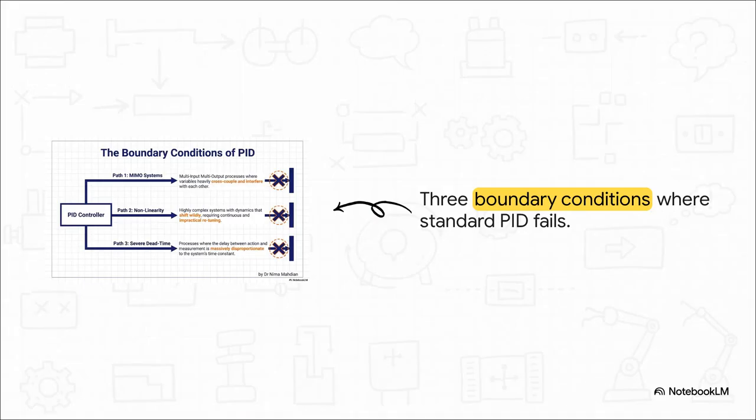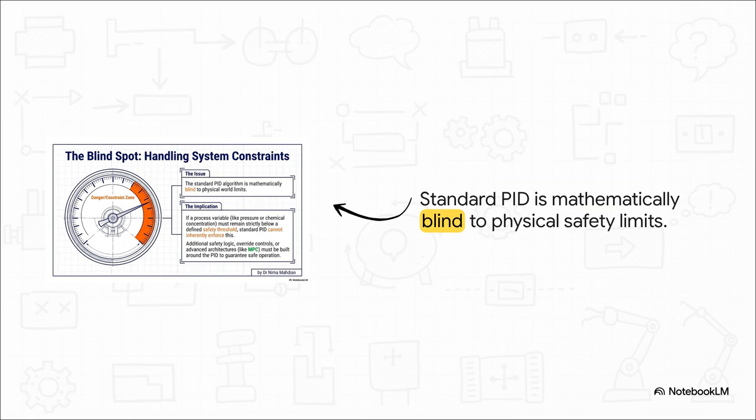Building on that, there are 3 absolute boundary conditions where standard PID controllers just hit a fundamental operational wall. Path 1 is MIMO systems, meaning multi-input, multi-output processes where variables heavily cross-couple and interfere with each other. Path 2 is nonlinearity. These are highly complex systems with dynamics that shift wildly, requiring continuous and frankly impractical retuning. Path 3 is severe dead time, which are processes where the delay between action and measurement is massively disproportionate to the system's time constant. We also absolutely must highlight a massive blind spot, handling system constraints.